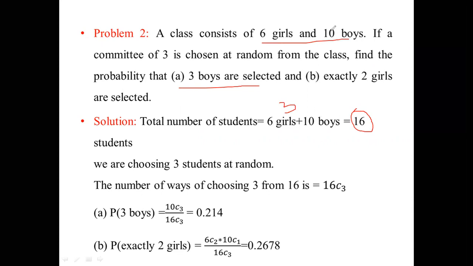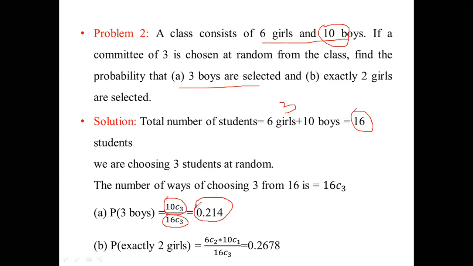We have 10 boys, so the number of favorable cases is 10C3. We are choosing 3 boys from the total 10 boys. In the committee we are choosing 3, and all 3 are boys. And the total number of exhaustive cases is 16C3, since out of 16 students we are choosing 3. So the respective probability is 10C3 by 16C3. Therefore, it is equal to 0.214.